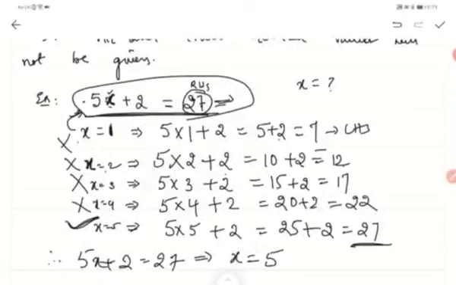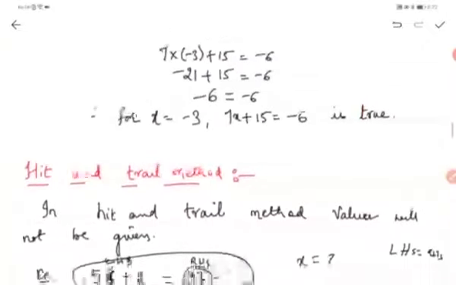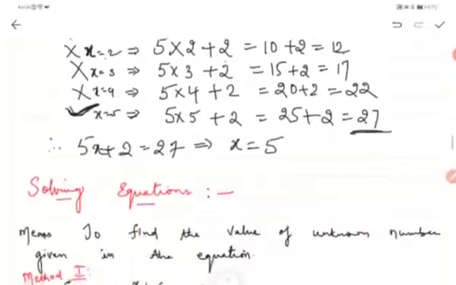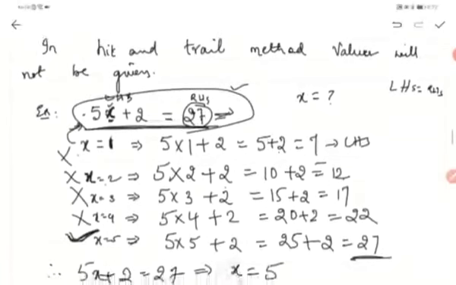All right, so you are trying to put some values of x so that you can see that you get LHS equal to RHS. Then you will say that this value of x is true. So for x equal to 5 we got LHS equal to RHS, isn't it? This is the hit and trial method. So in this way, whenever an equation is given, they will ask you to find the value of x by the hit and trial method.